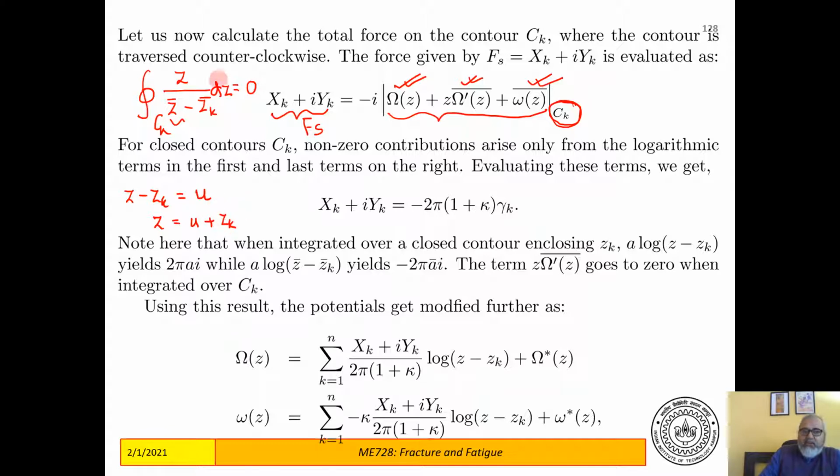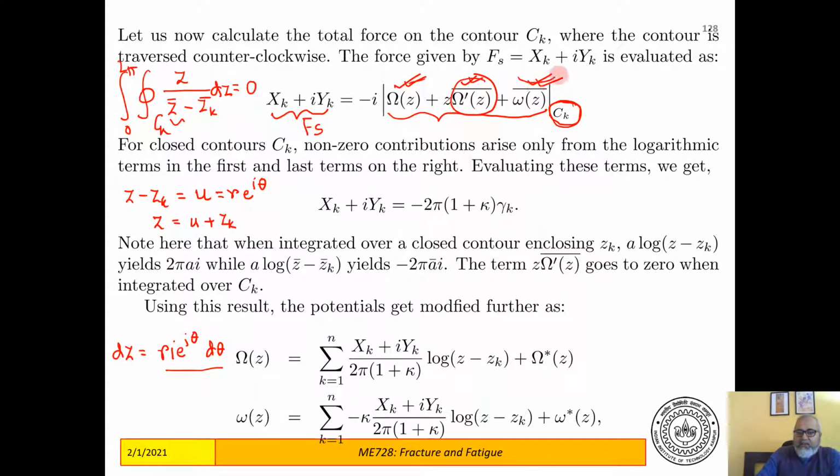Zk is a constant. So using these substitutions, you can easily prove and take this to be equal to r e to the power i theta, right? And then dz equal to r e to the power i theta i d theta. So using this, you can calculate this integral from theta equal to 0 to 2 pi, and you will see that this integral is equal to 0. So this does not have any contribution from this contour integral.